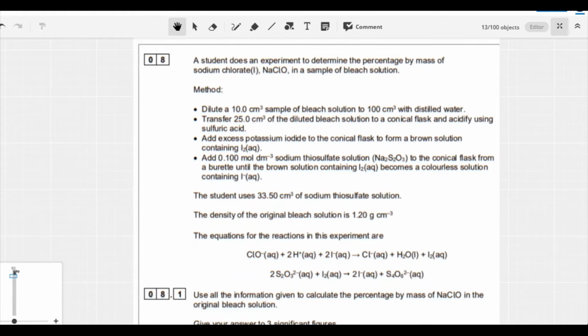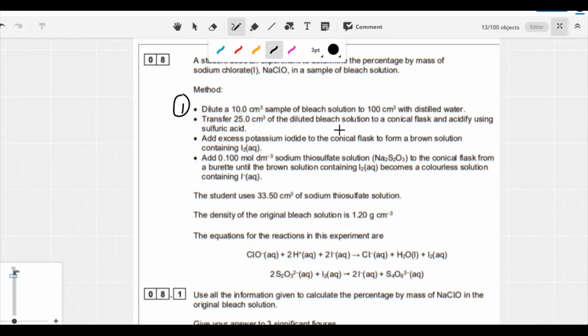Okay, now question number 8 is a little bit tricky, because it is a lengthy question. Here is the information: a student does an experiment to determine the percentage by mass of sodium chlorate, NaClO, in a sample of bleach solution. The method: the first step is dilution, in which 10 cm³ of the bleach solution sample is diluted to 100 cm³ with distilled water.